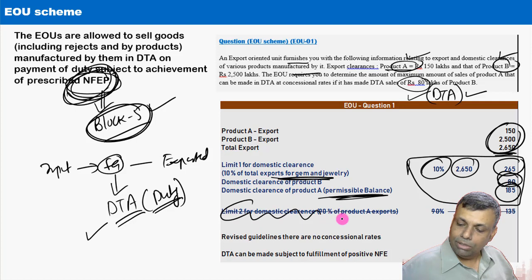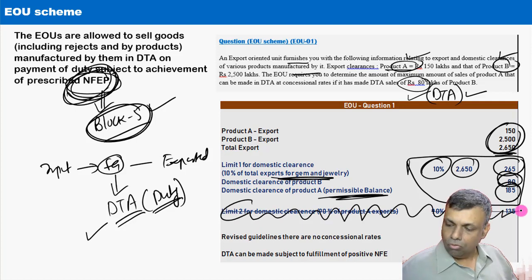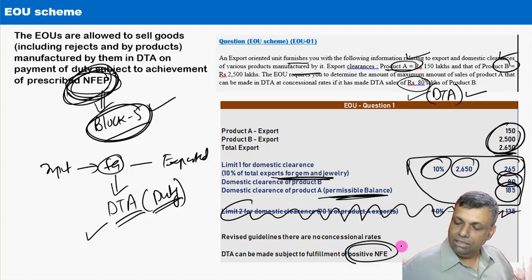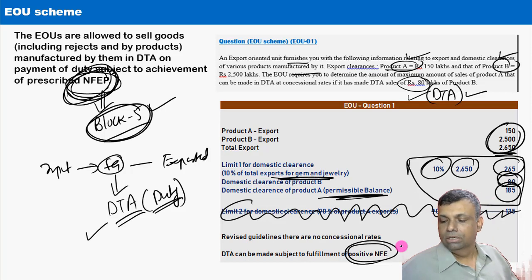Previously there was also a product-wise limit. Those product-wise limits have also been discontinued by the law. Now, friends, the conclusion is very simple: an EOU can clear the goods in the domestic tariff area subject to positive NFE, which is a key condition. It's the most important condition with respect to export oriented units.